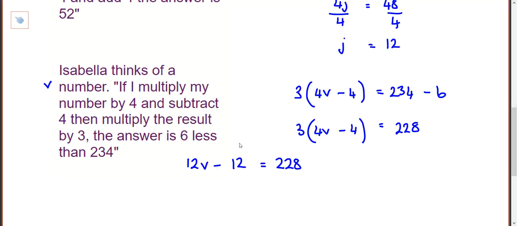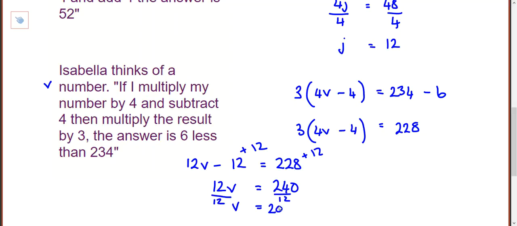Then what do you do? Add 12 on both sides. And then divide by 12 on both sides. So 12V is 240, which means 1V if we divide by 12 is 20.